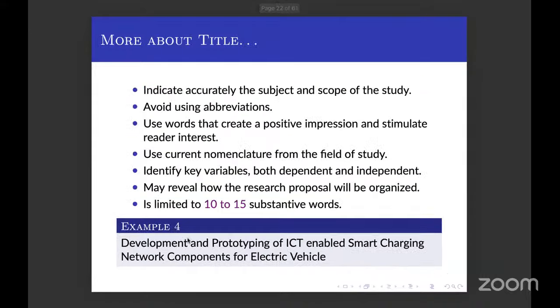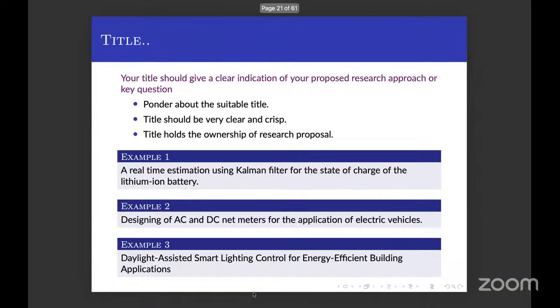Okay. So what should your title be? Indicate accurately the subject and scope of the study. I'll give more examples, don't worry about it. Avoid using abbreviations. Don't write abbreviations. But you can ask me why I have written AC and DC. The abbreviations which are very common, you can use. But don't write too many abbreviations, as the reviewer will get confused.